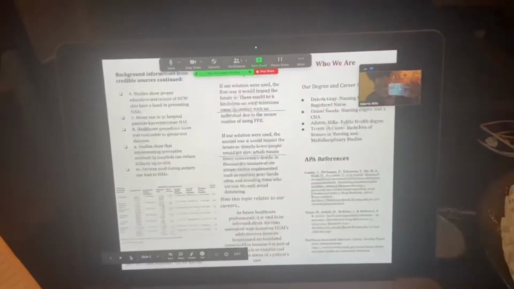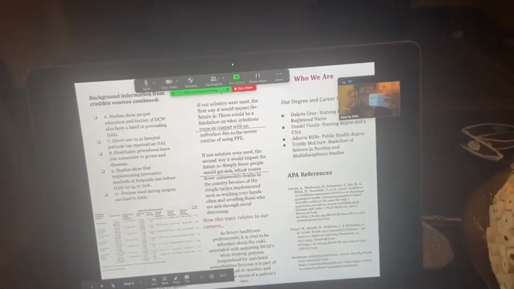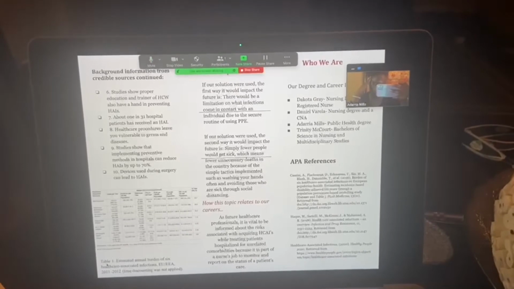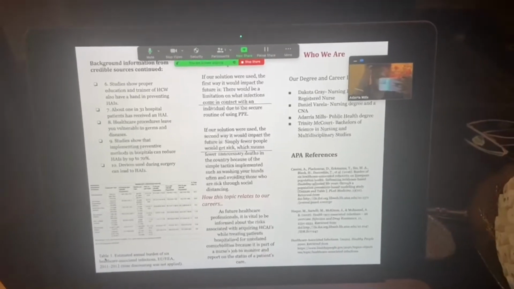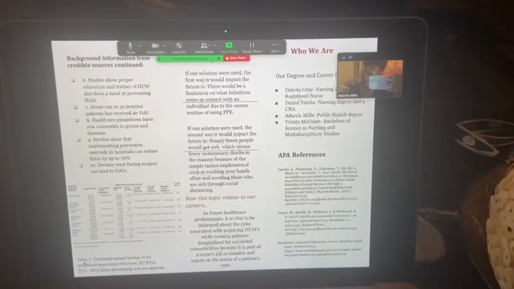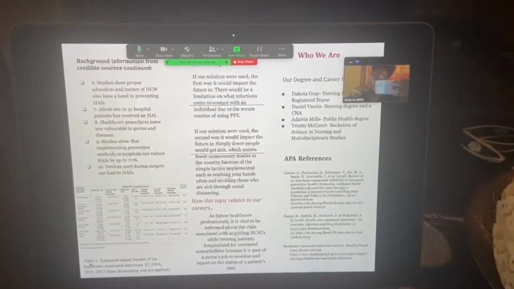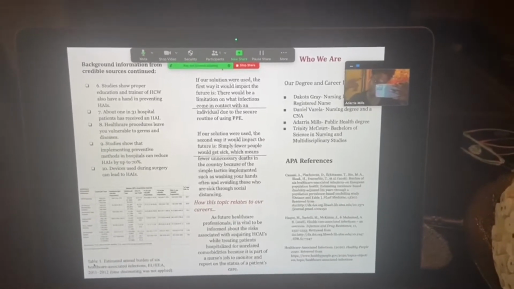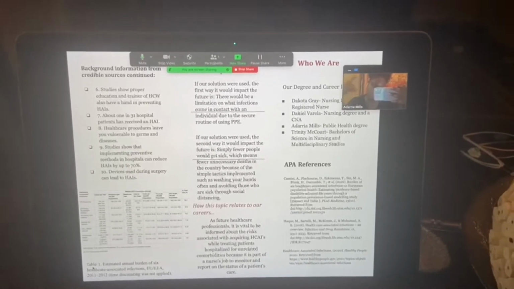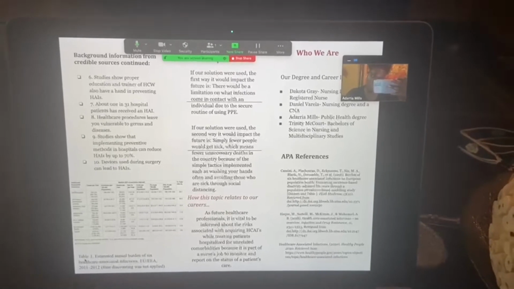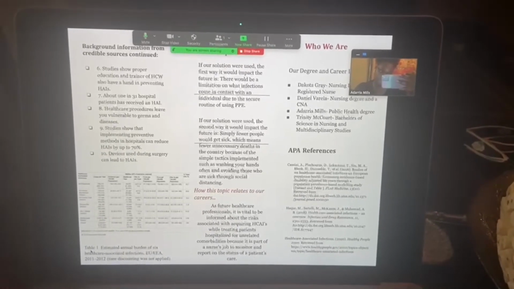Number 6, studies show proper education and training of healthcare workers can prevent it. So if hospitals make their workers do little procedures or anything that can ensure that they know the proper way to wash their hands or the proper way to use the PPE and replace it, that can prevent it. Number 7, about 1 in 31 hospital patients received an HAI.